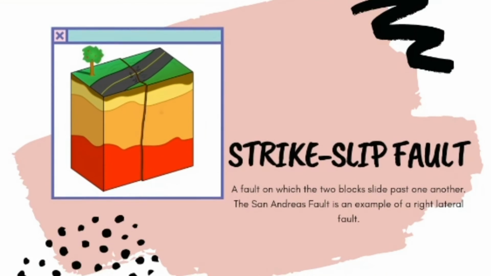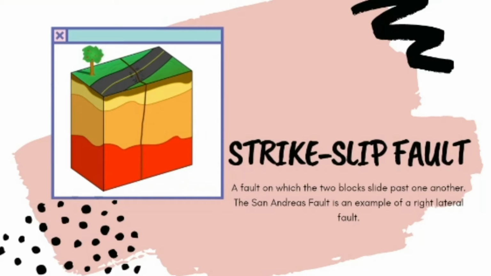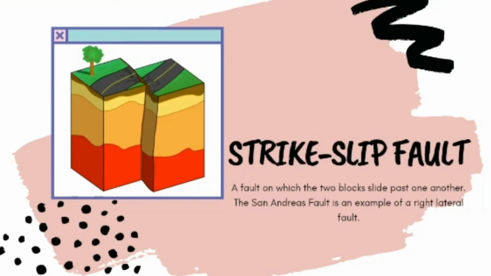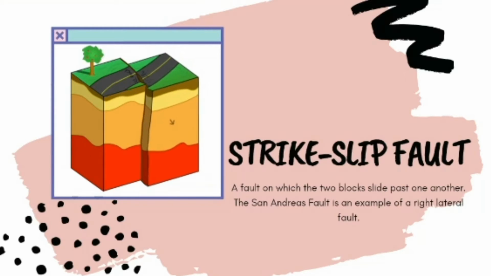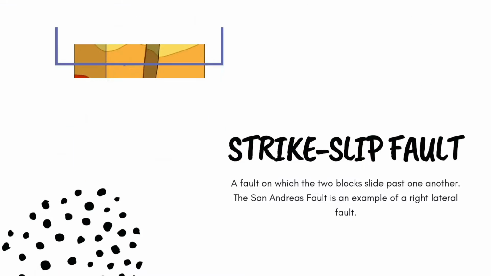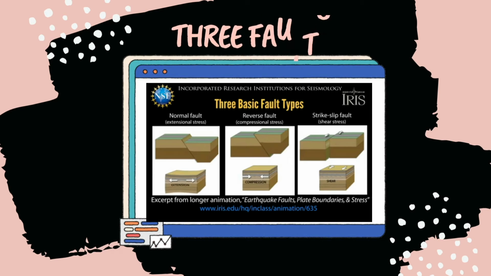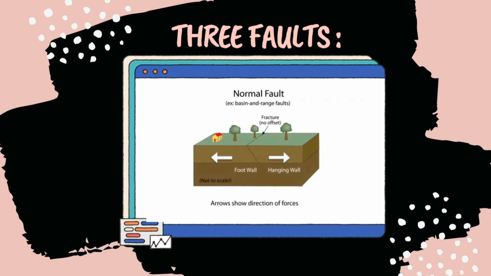And lastly, strike slip fault. A strike slip fault is a fault in which the two blocks slide past one another. The San Andreas fault is an example of a right lateral fault. Seen on the video above is how a strike slip fault moves. So let's take a small time to watch this short clip about the three faults.